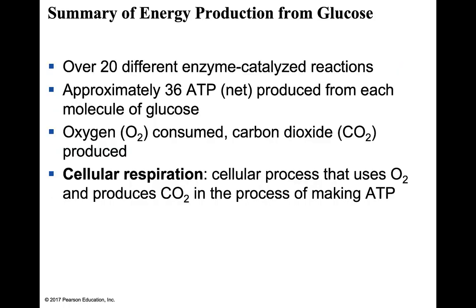Now, generally, when we look at the summary of energy produced from glucose, there are over 20 different enzyme-catalyzed reactions. As I said before, the oxidation of glucose in the presence of oxygen will approximately net 36 ATP. We're also going to produce along the way CO2 and water. Now, cellular respiration is the process that uses oxygen and produces CO2 as ATP is being produced.